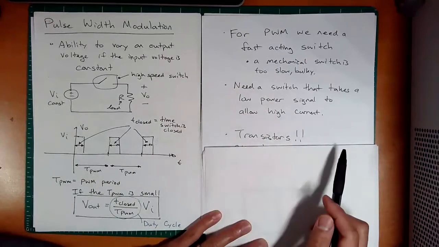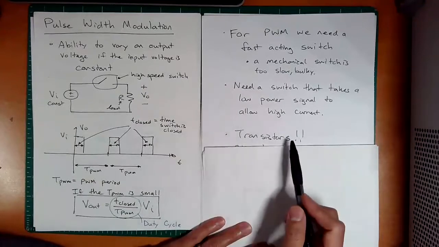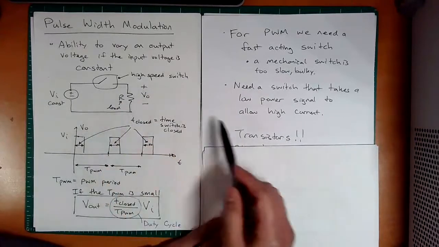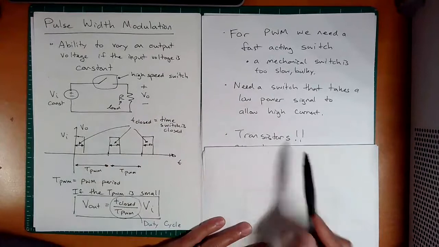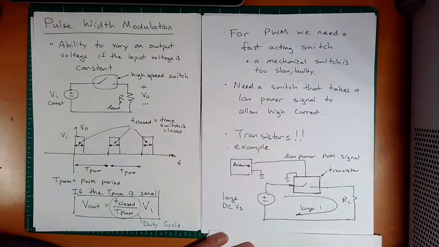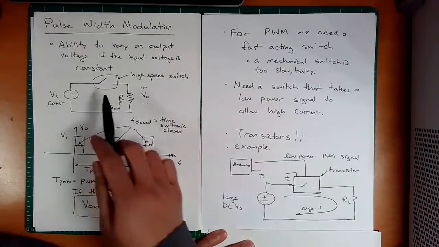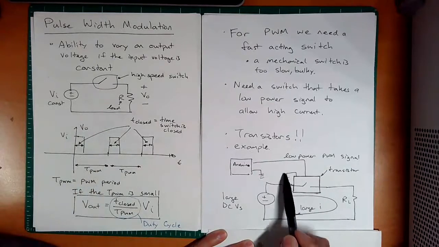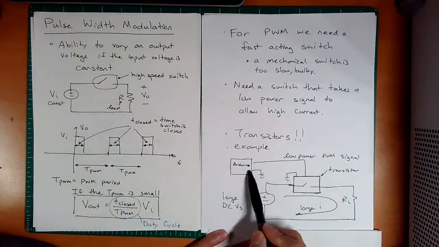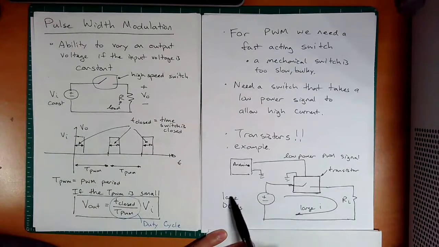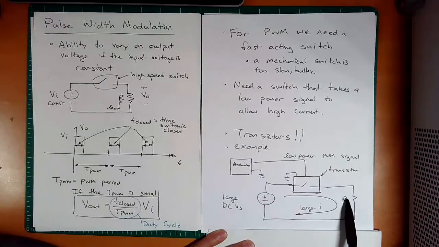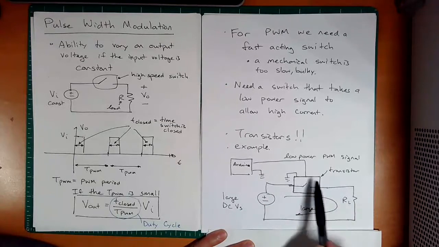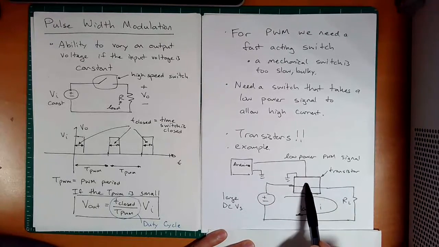So you do hear this, and what enables this is transistors. So this high-speed switch is enabled by transistors. Here's an example of the same thing, except now you have some kind of transistor here, and you have some Arduino or microcontroller, some processor. You'll have some large voltage source, and you have a motor or some load. And now a large current can go through here, enabled by this low power PWM signal, right?